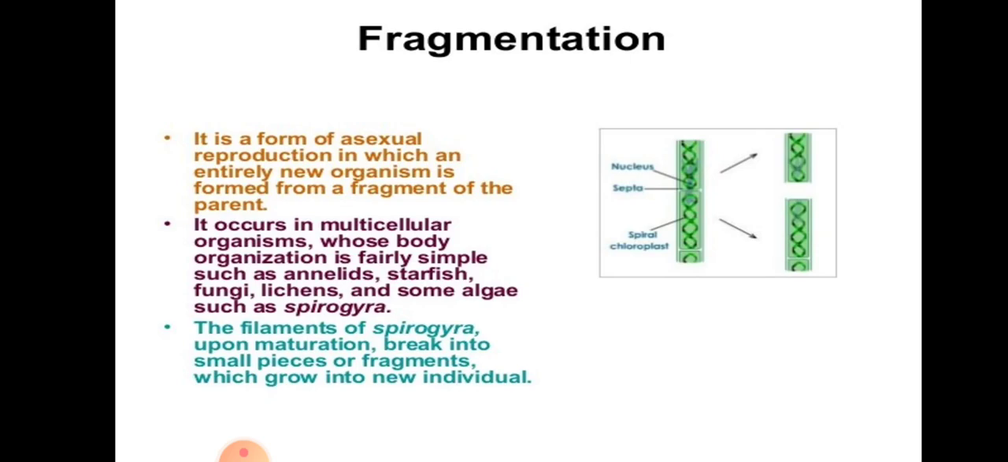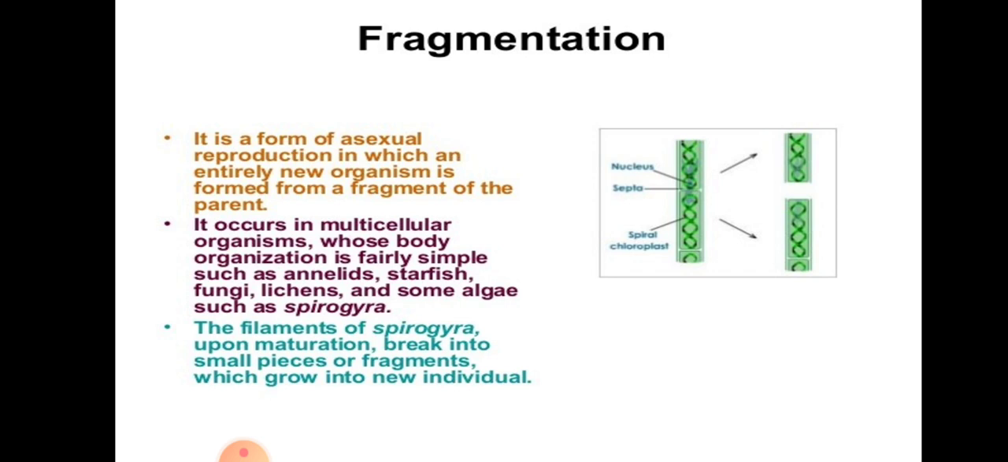Now let us see the asexual reproduction in plants. Plants reproduce asexually by the following methods. The first one is fragmentation. Let us see how the plants get reproduced. Yes, the first method is fragmentation. Here we have taken an example of Spirogyra. Yes, it takes place in algae as well. Let us see how this fragmentation mode of asexual reproduction takes place in Spirogyra.